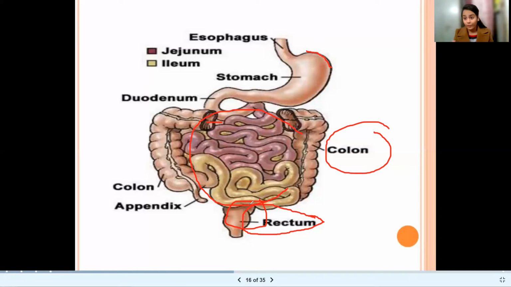So this is the big process, right? It is very easy to take in food and very easy to excrete it, but the process involved in both these steps is very long. I hope you understood the process of digestion.